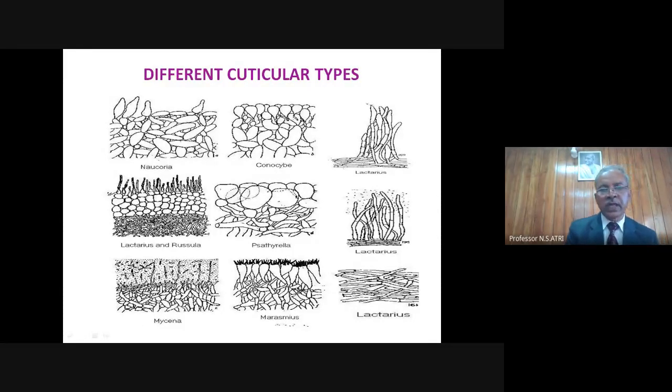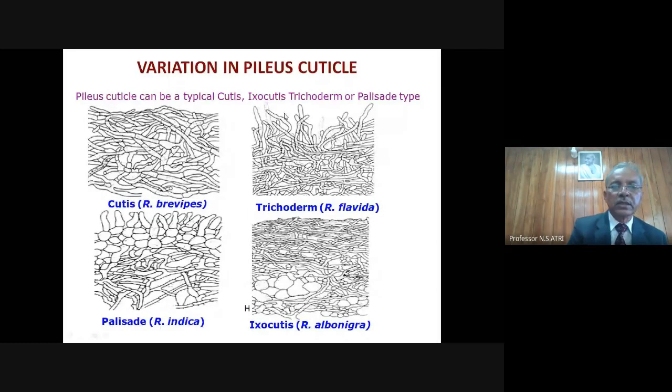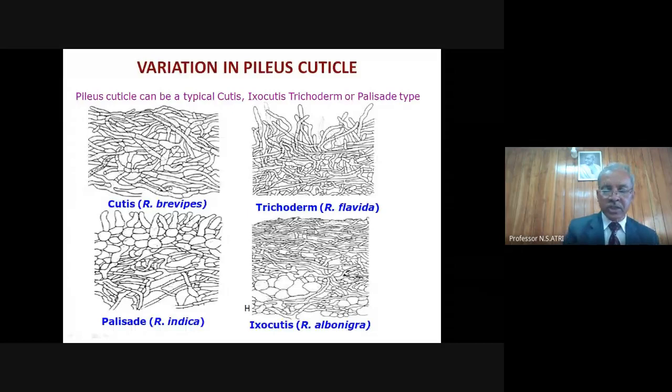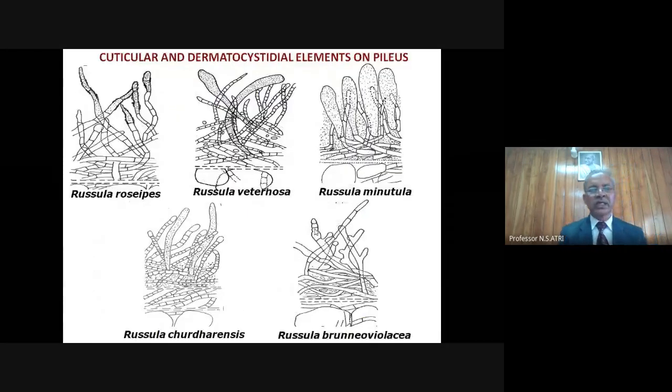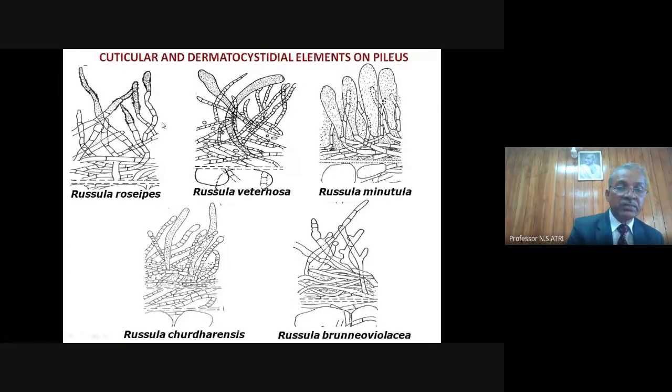And this variation you get only through sectioning, how things are arranged within the whole structure. Variation in pileus cuticle in a single genus, Russula: cutis type, trichoderm type, palisade type, ixocutis type, slightly gelatinized ixocutis type. Within the same genus, you have a lot of variation. So these are taxonomic characters, and this is how you get them. Besides this, cuticular elements on the pileus surface, you can see the variation in cuticular elements, all different within the same genus. These are dermatocystidial elements on the surface. They need to be looked into. There are stains available. Many of them stain differently.